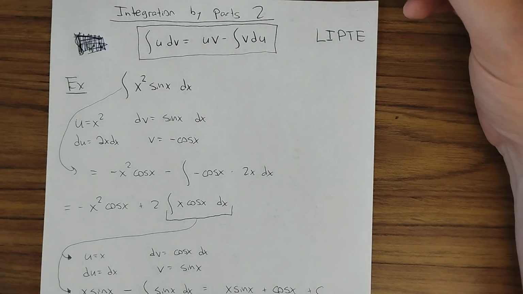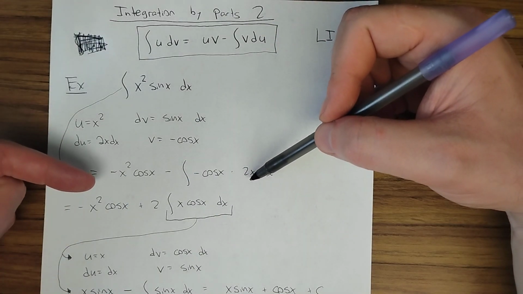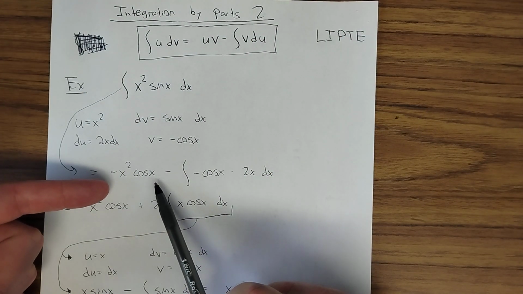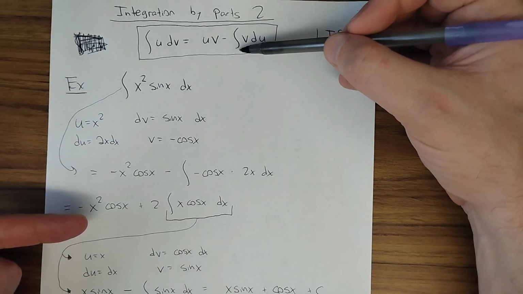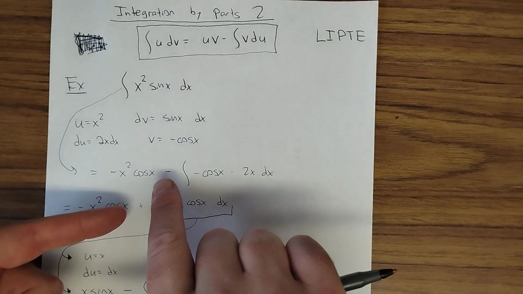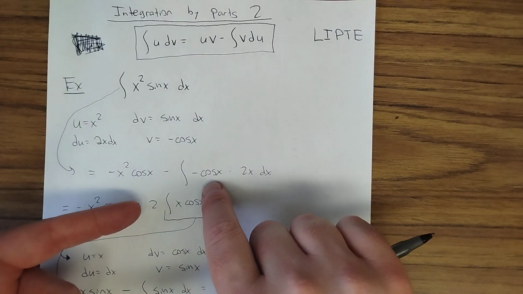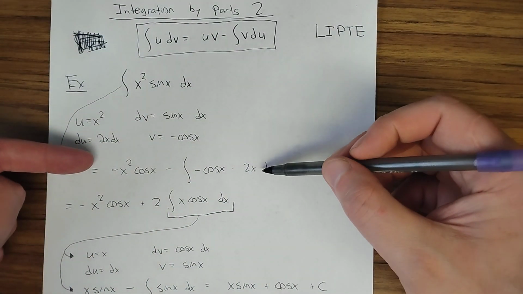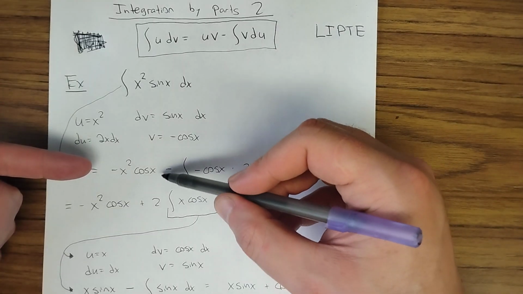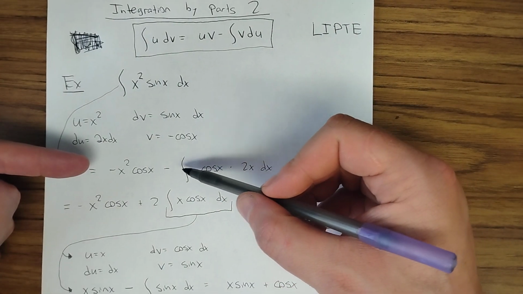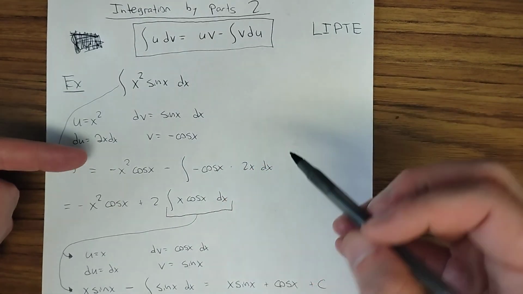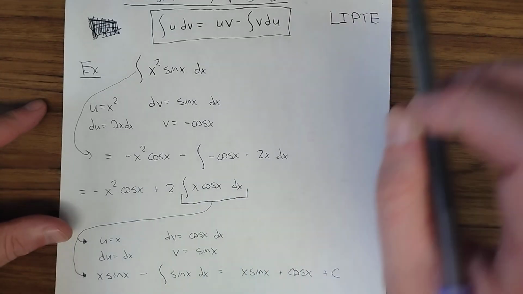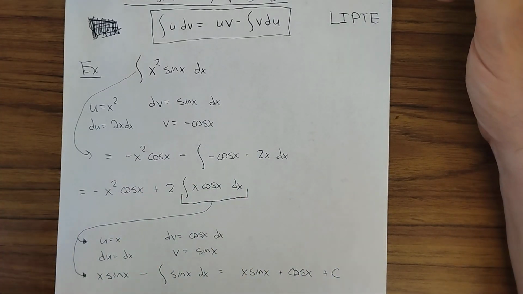But okay, so we do integration by parts. So I go u times v, and that's here. And then I subtract the integral of v du. So I subtract the integral of, here is v and here's du. Okay, so I clean this up a little bit. Of course, I can pull the negative sign out. I can pull the 2 out. And so this turns into this. So it's a plus 2, and then it's the integral of x cosine x.